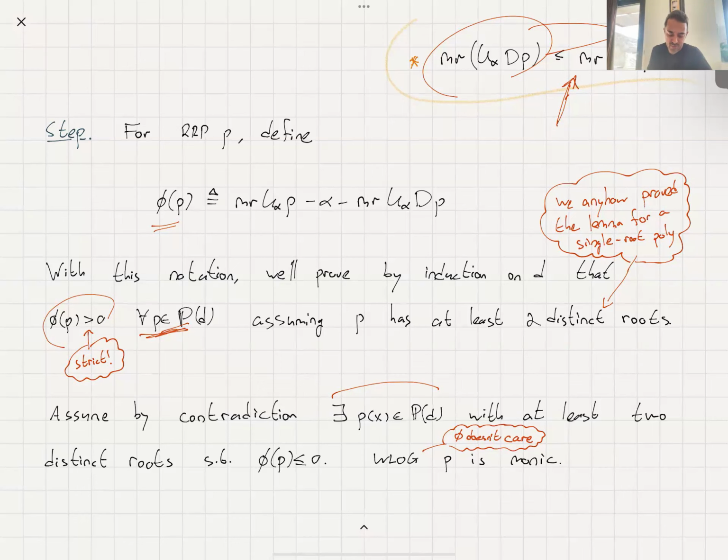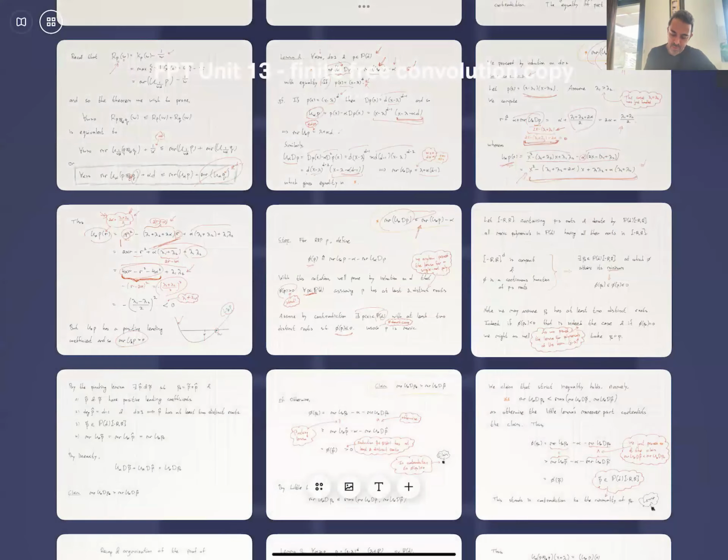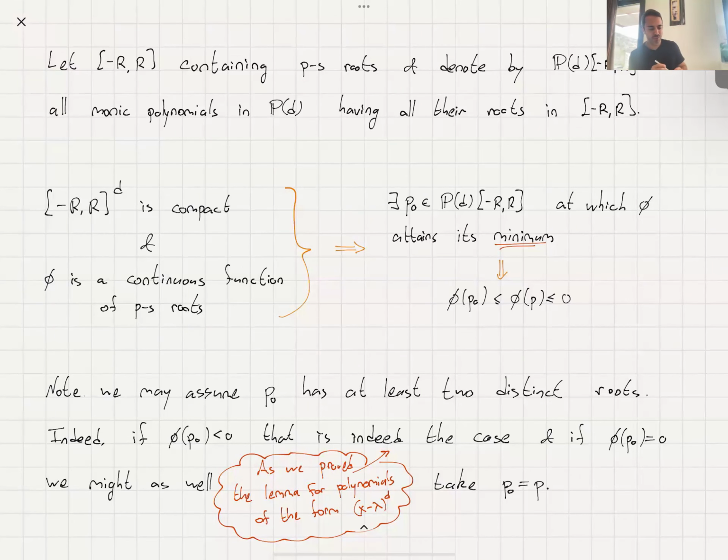So the assumption is that there exists P in PD for a fixed D. You already handled the previous Ds. So there is a P with at least two distinct roots, which is not strictly larger than 0. It's non-positive. And we can assume again that P is monic because phi doesn't care, right? As long as it has a positive leading coefficient, it may as well be monic. And actually here the proof takes a very nice turn. So we have this polynomial P that we assume by induction causes trouble. Phi of P is smaller or equal than 0.